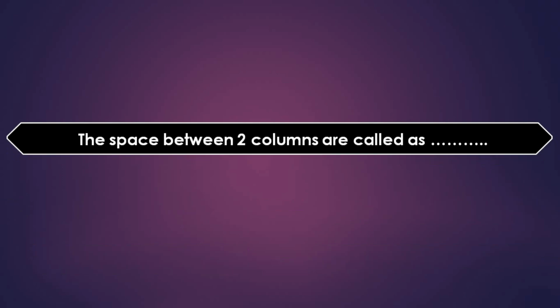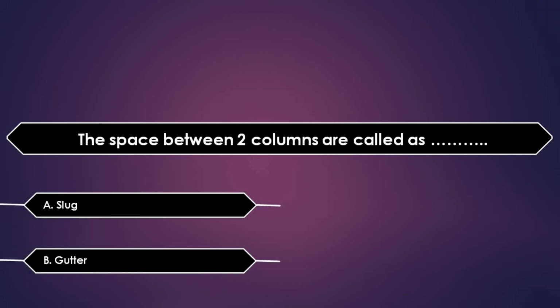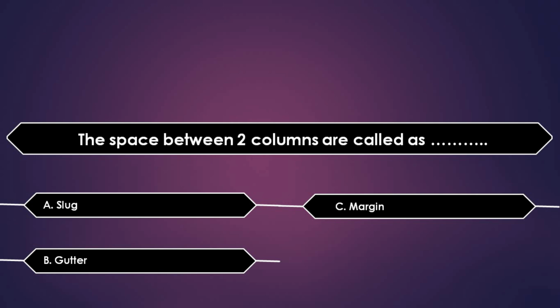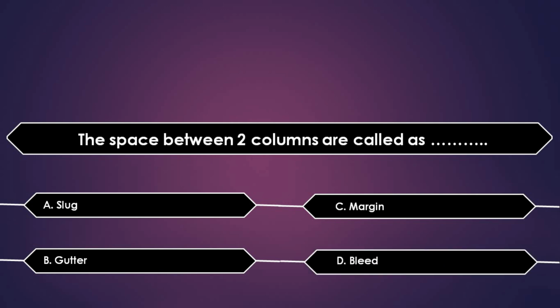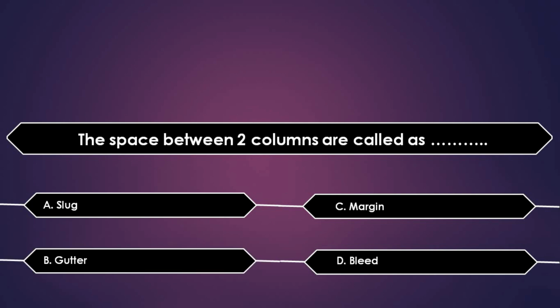The next question. The space between two columns is called as dash. A. Slug, B. Gutter, C. Margin, and D. Bleed. The right answer is gutter. The space between two columns is called as gutter.